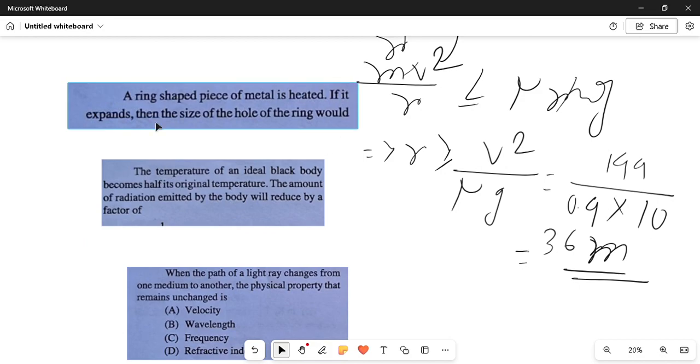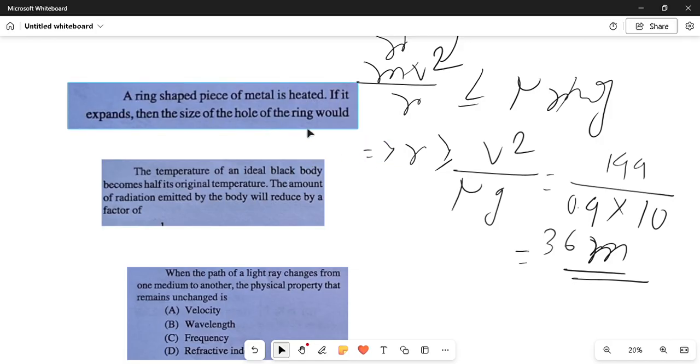So next question: a ring-shaped piece of metal is heated. If it expands, then the size of the hole of the ring would... I think the options are present: the size of the ring extends or contracts, this type of options.